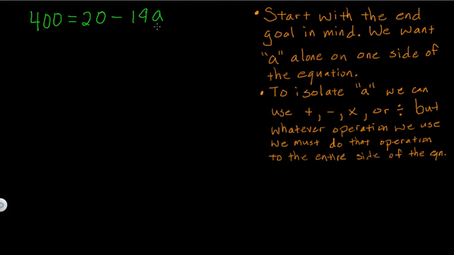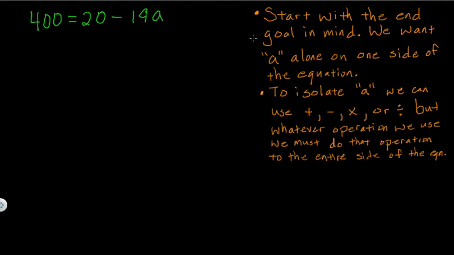And the tools that are available to us in order to isolate A are addition, subtraction, multiplication, or division. Keeping in mind that whatever operation we choose, we have to do that operation to the entire side. All right, so that doesn't make too big of a deal when it comes to addition or subtraction, but that becomes very important as it comes to multiplication or division.